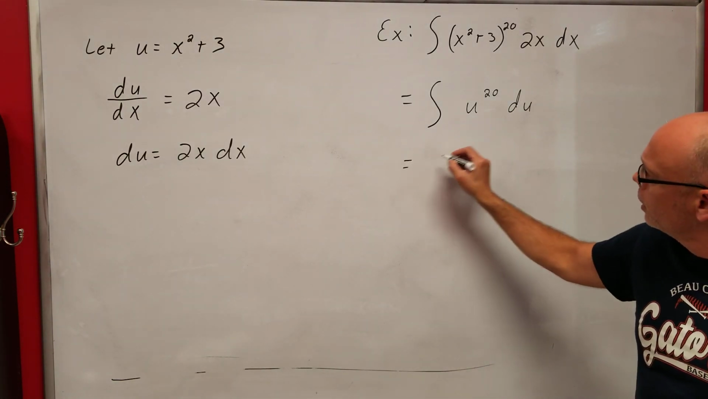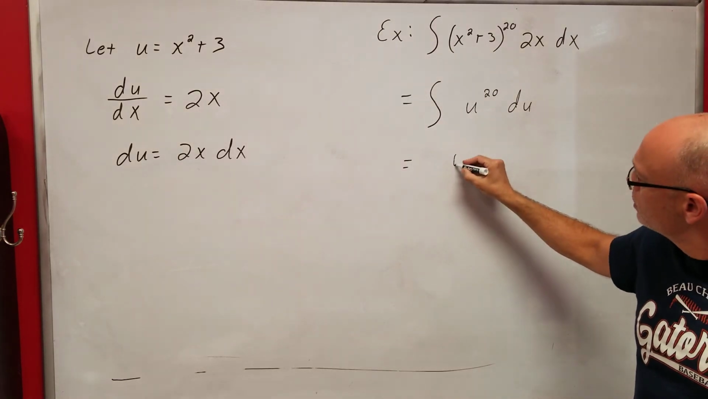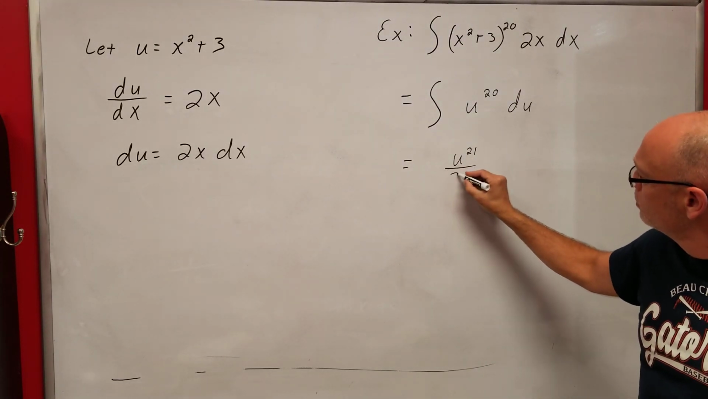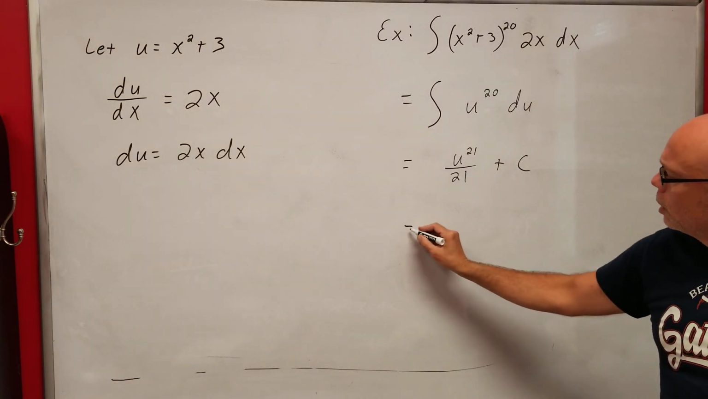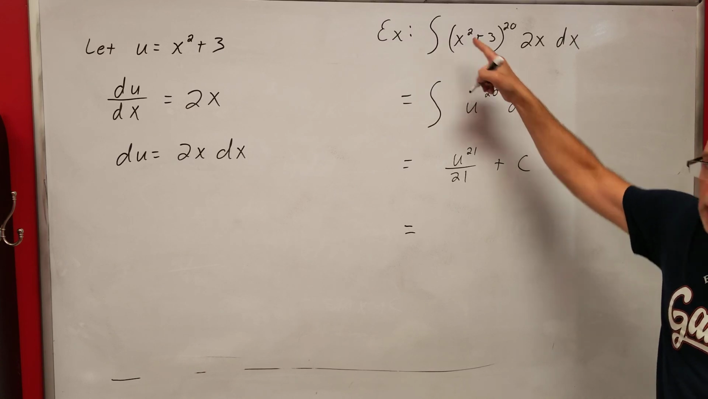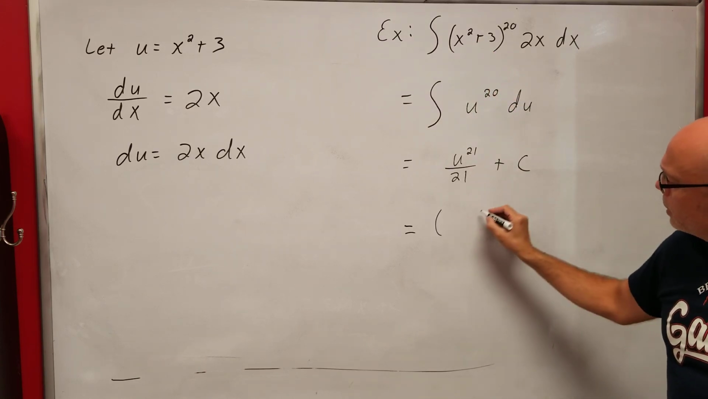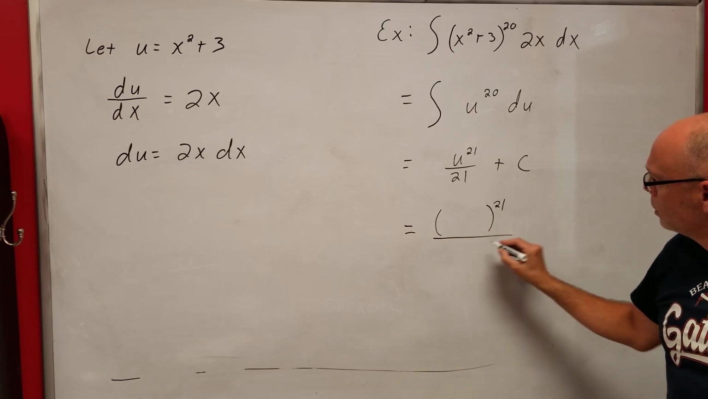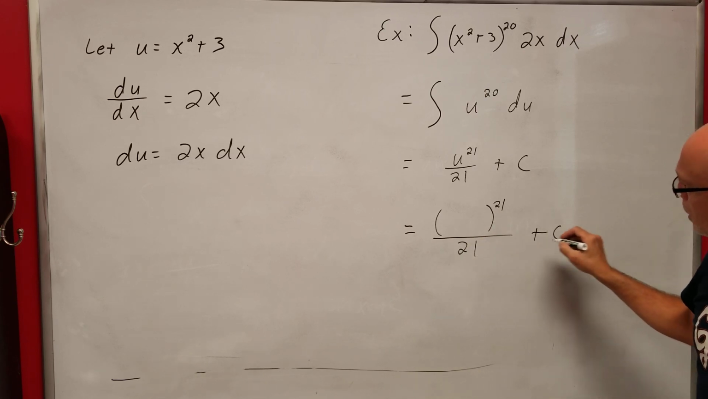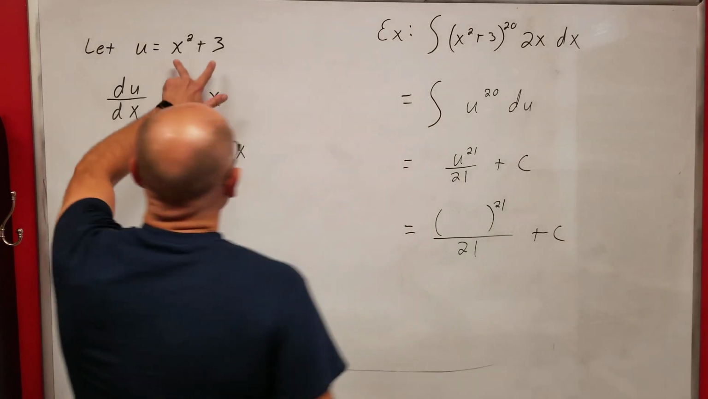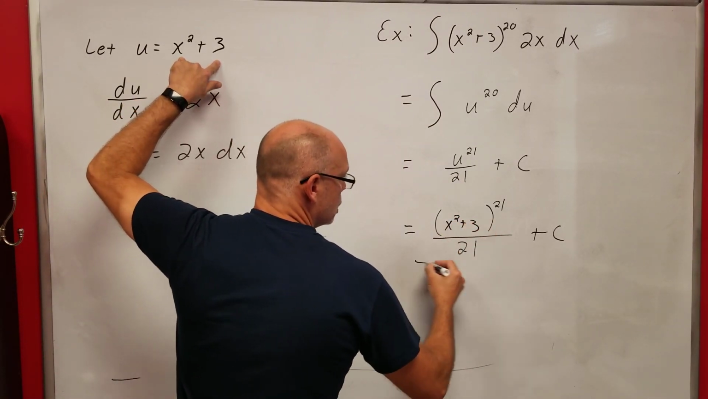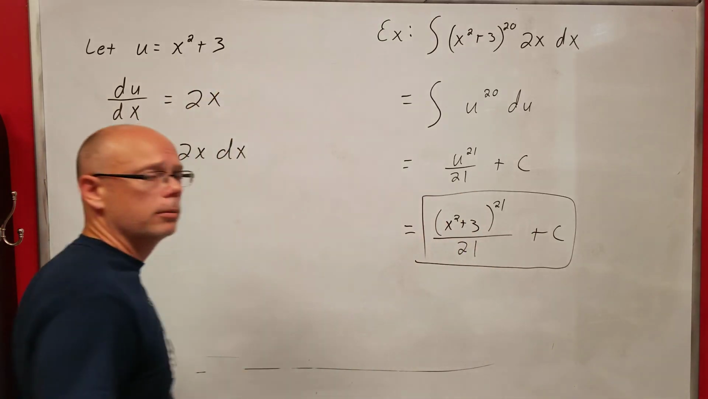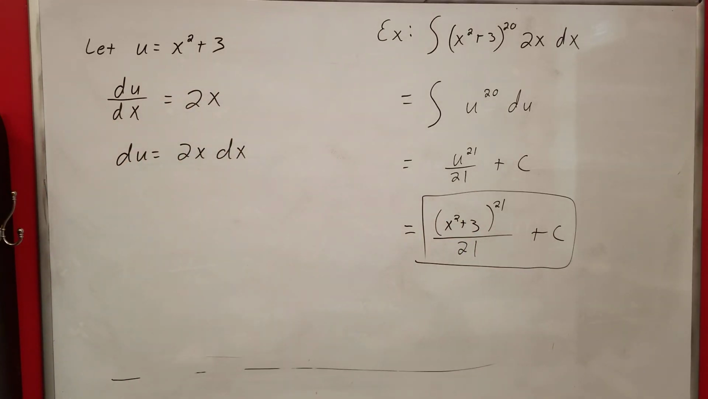Well, I know how to integrate that. That's just the power of u, right? So I'm going to say u to the 21 over 21 plus c. All right, but my original function was in terms of x, so I'm going to back substitute. Instead of u to the 21 over 21 plus c, what did we say u was? x squared plus 3. There's my antiderivative, or an antiderivative, I should say.